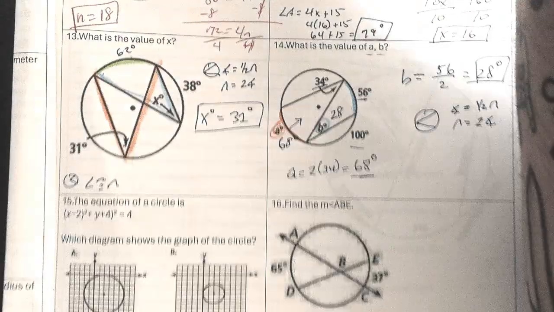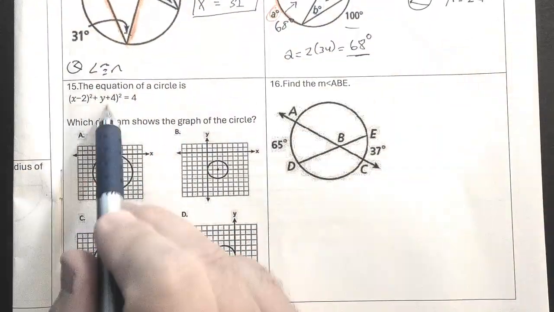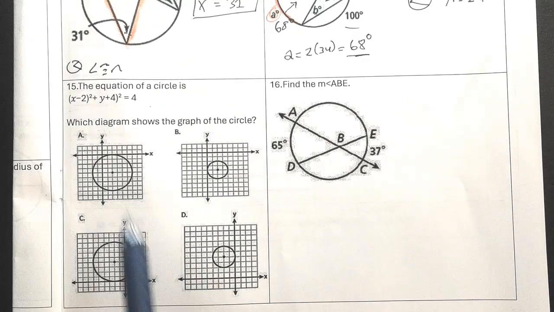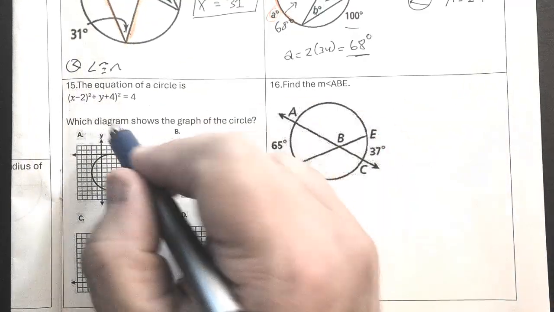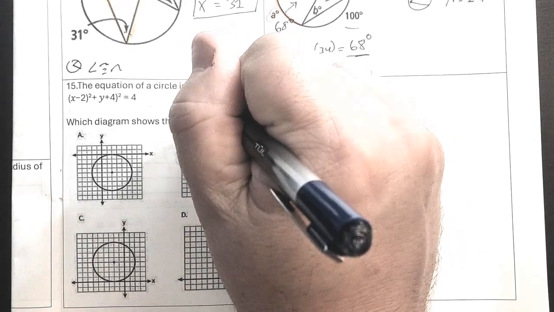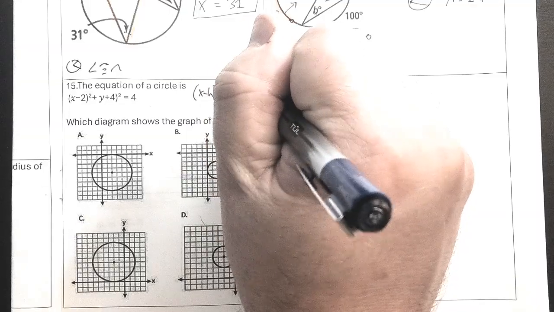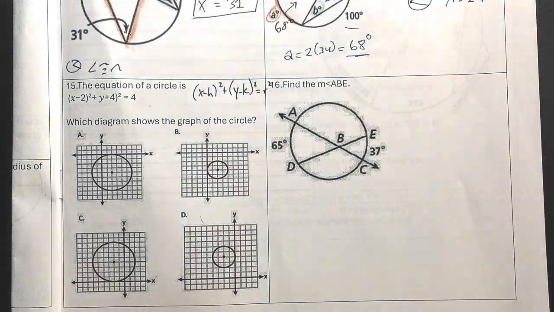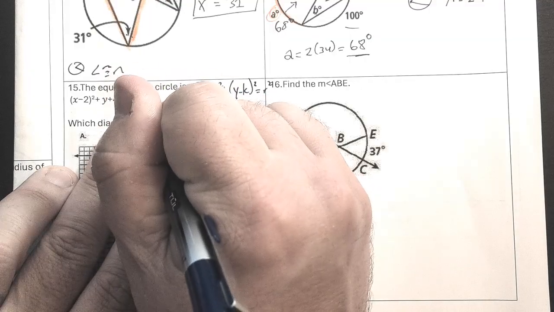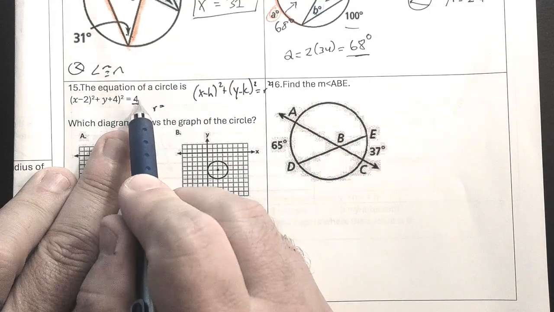Okay, down to the bottom here. So number 15, write the equation of the circle, or the equation of the circle is which diagram is right. So first thing you need to know, and this is not on the reference sheet, the equation of the circle is x minus h squared plus y minus k squared equals r squared. So that means this is your radius squared. So if your radius squared is 4, the square root of 4 is 2.